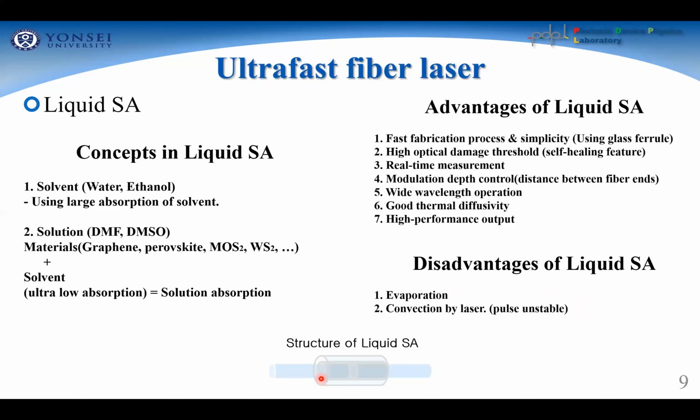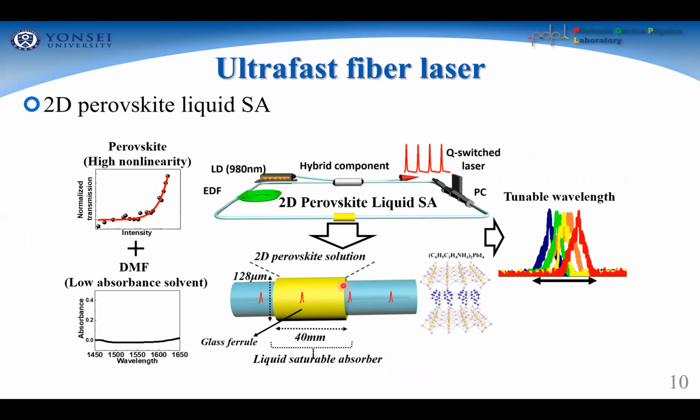And the structure of the saturable absorber is like this. The blue one is the SMF, single mode fiber, and this cylindrical structure is the glass fiber, such as mechanically connected optical fibers. We fill in the solution or solvent with some materials, and we can connect it, and it will make very short pulse lasers.